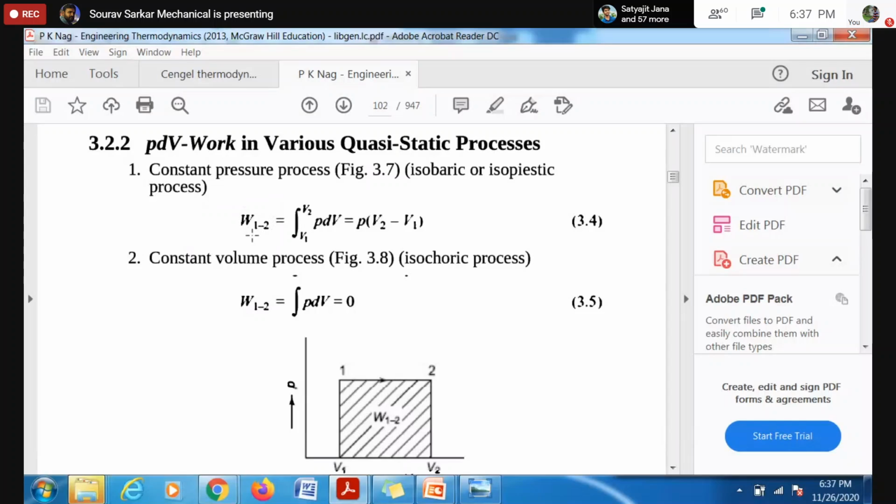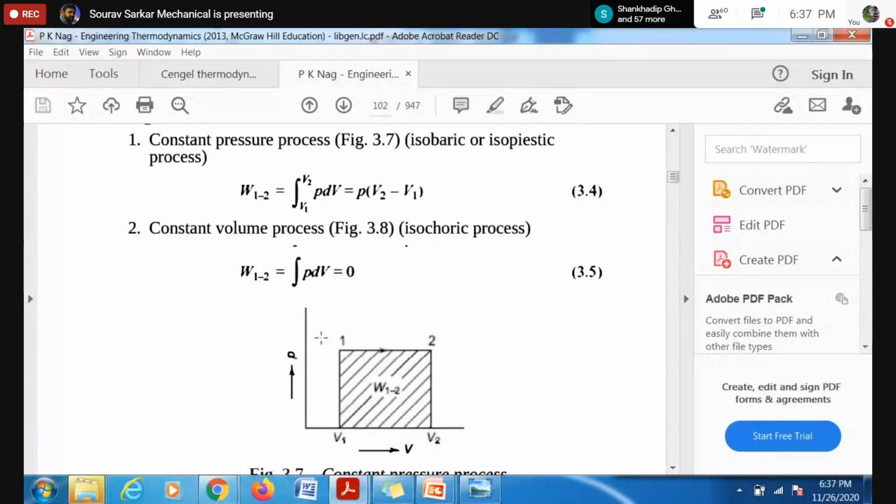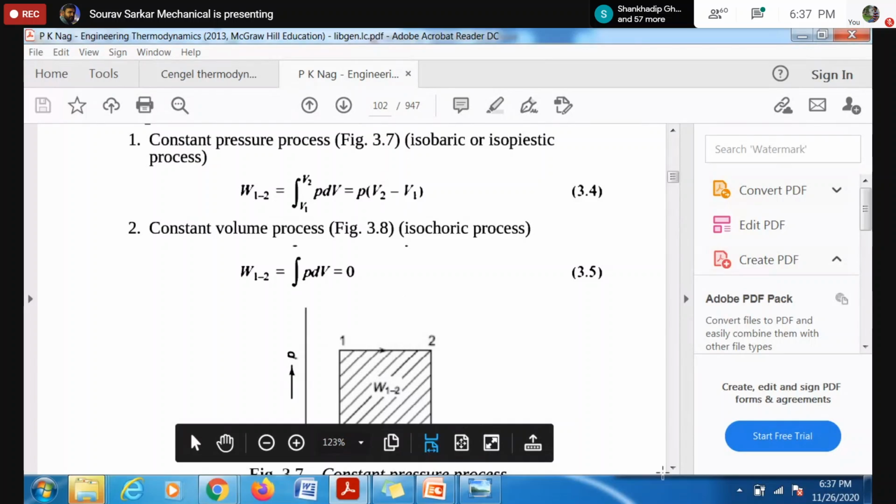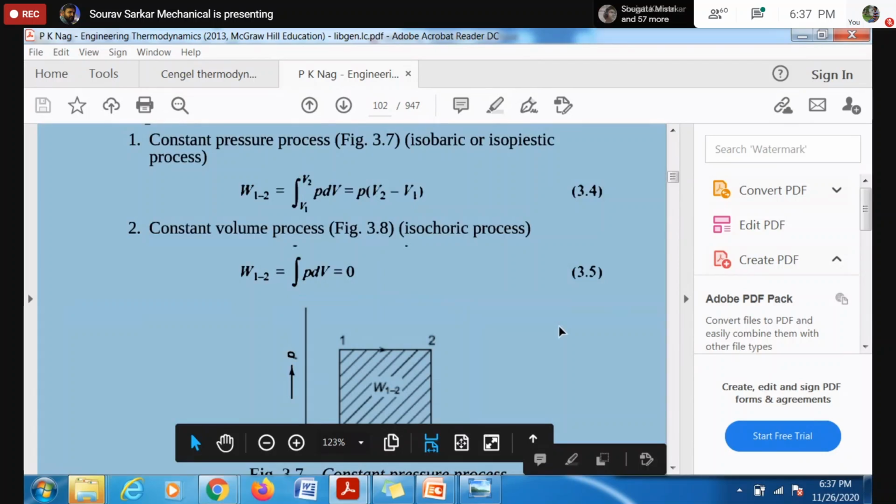For a constant pressure process, W1 to 2 is basically the integral from V1 to V2 of P dV. As the pressure is constant, the P will go outside the integration. So finally V2 minus V1 is basically the work done. So that is shown in this figure. You can see this figure.